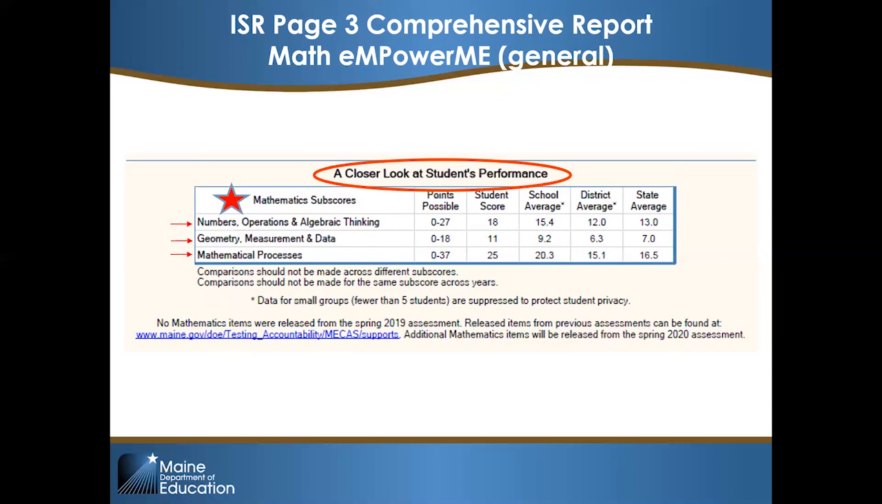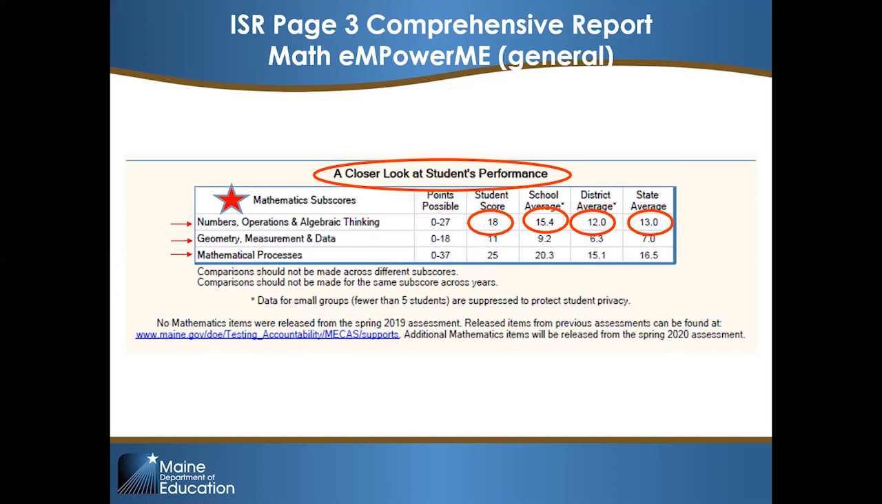This chart provides information on how the student performed on math sub-score categories compared to other 5th grade students in the school, district, and state. This chart shows that Chase scored 18 points on assessment items that were about numbers and operations and algebraic thinking. The Buford School scored an average of 15.4. The Lenox District scored an average of 12, and the state scored an average of 13.